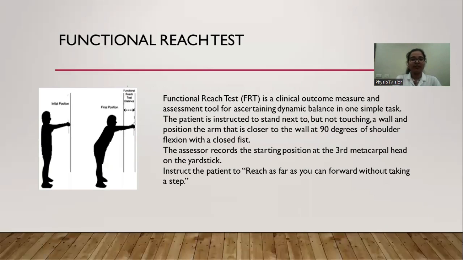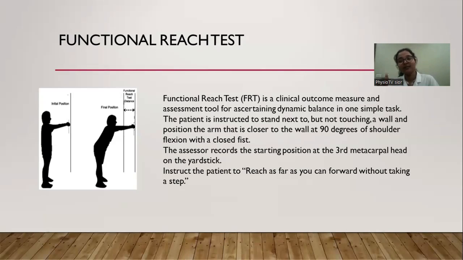Moving on to the next scale, we have the functional reach test. The functional reach test is one of the clinical outcome measures and assessment tools for assessing dynamic balance in a very simple task. Here the patient has to stand close to the wall, and the main important feature is that the patient should be able to do shoulder flexion up to 90 degrees. Then the subject has to reach maximally forward using only the trunk and hand. The person cannot step forward while going ahead with the hand.